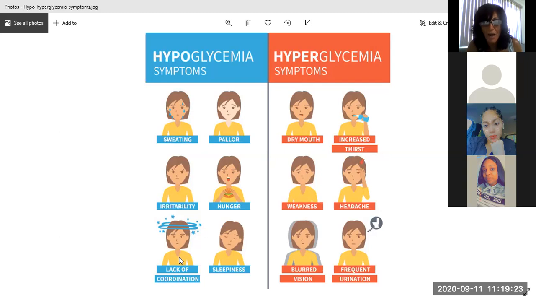So nothing to do with their bowels or any of that. And then with hyperglycemia, hot and dry. So they're not sweaty, but they can have flu-like symptoms, feverish, hot, right? Dry mouth, they're thirsty, they can be weak, they can have a headache, visual disturbances, not just blurry vision, double vision, sometimes they'll complain of frequent urination, right?